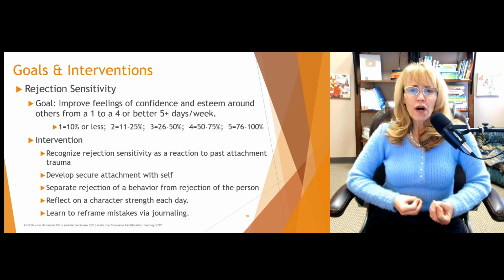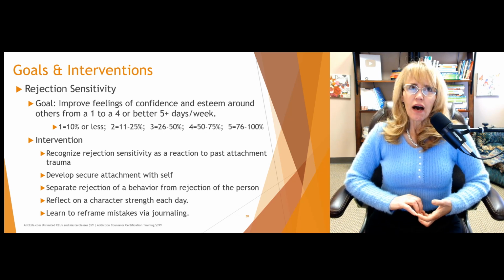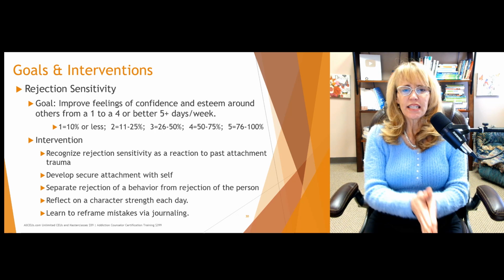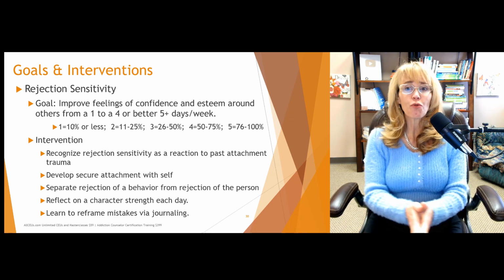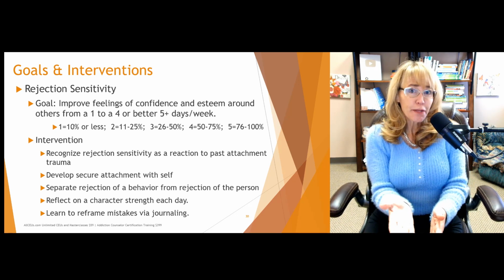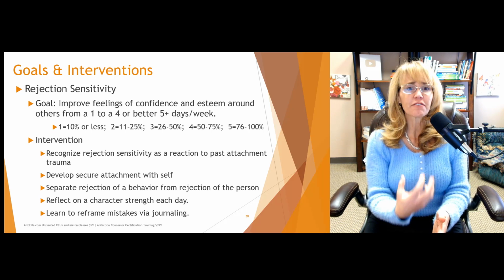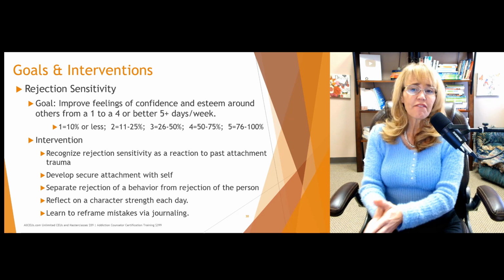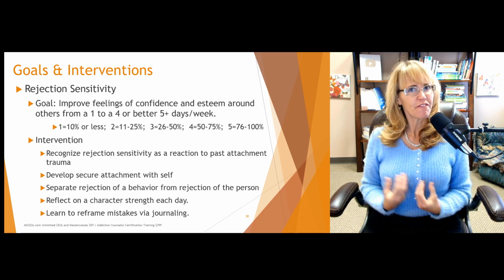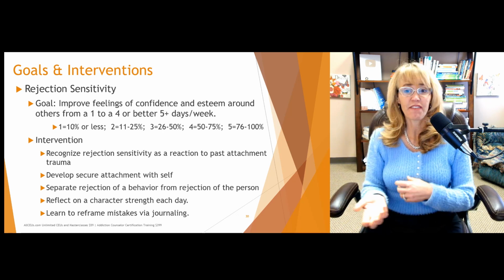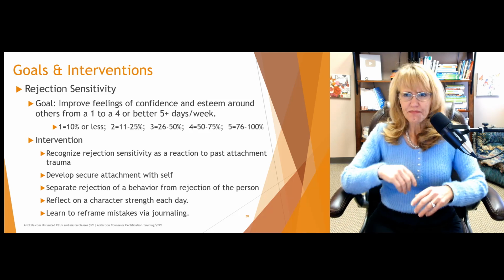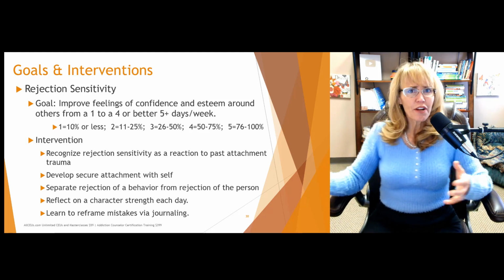So when I say from a 1 to a 4 or better 5 days a week, I like using this scale because it's very quantifiable. 1, 10% or less. So 10% of the time or less, the person feels confident and good about themselves. So 90% of the time or more, they are fearing rejection. A 2 is 11 to 25%. So 11 to 25% of the time they feel confident. And the other 75 to 90% of the time, they are fearing rejection. You see where I'm going with that? So that helps people identify kind of where they are on the scale.